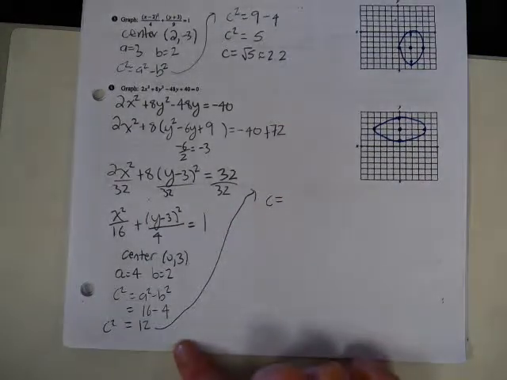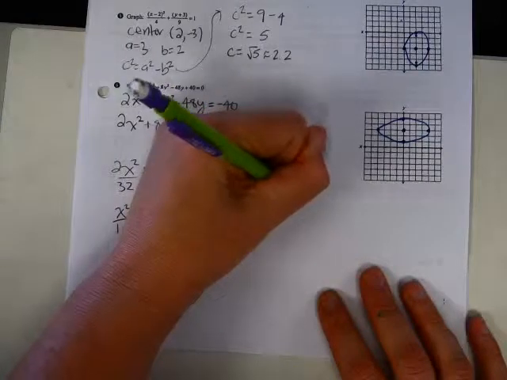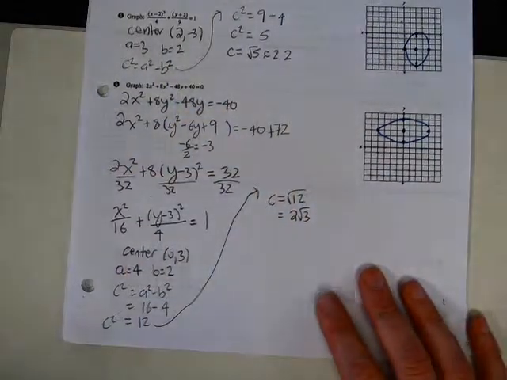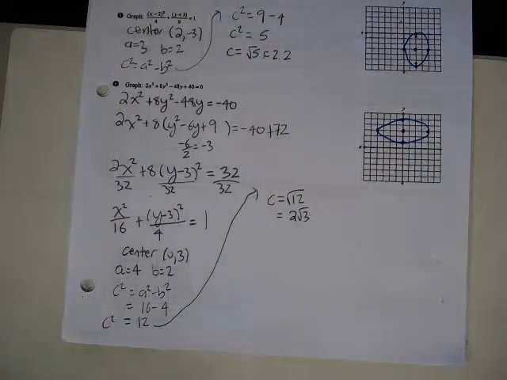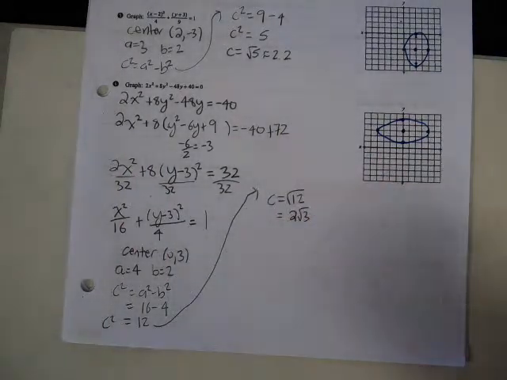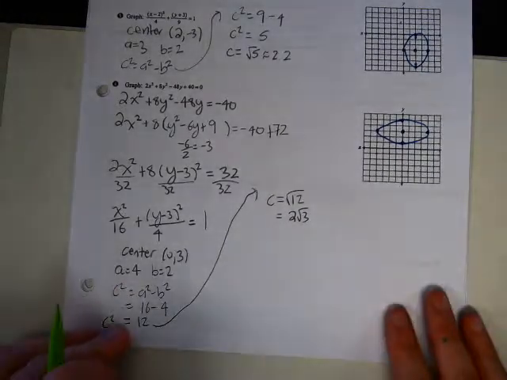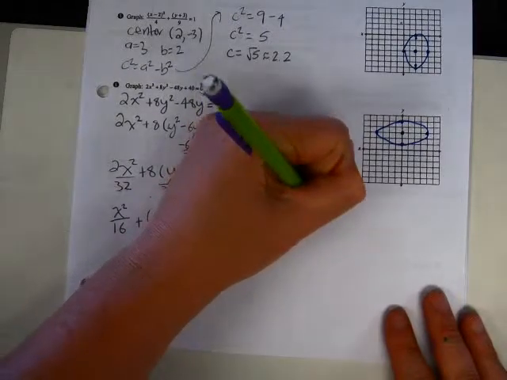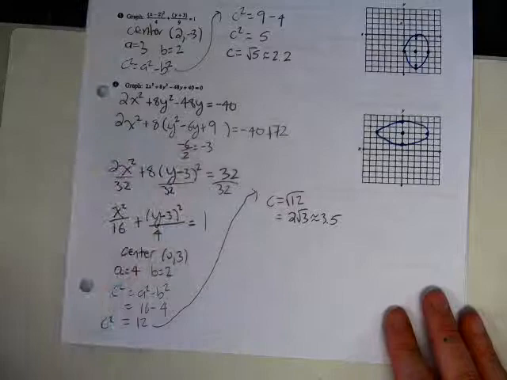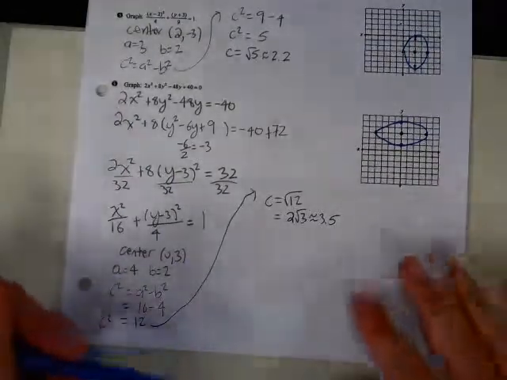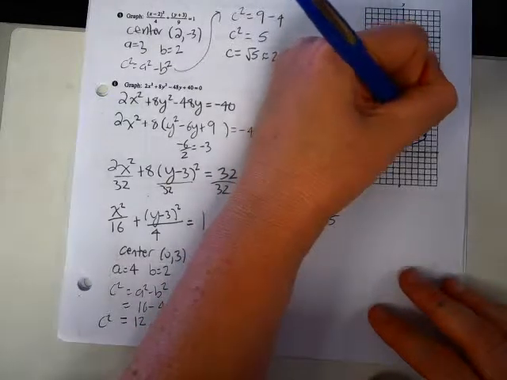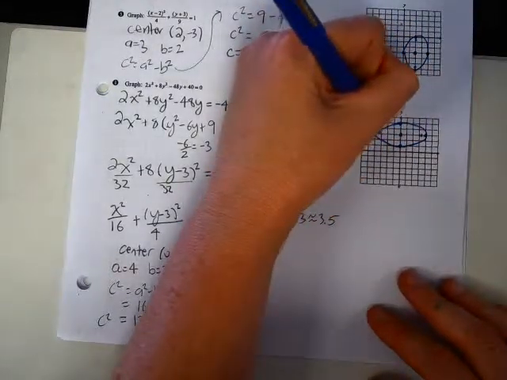And the square root of 12 equals 2 radical 3. Now, the reason we're not doing any kind of plus minus here is because c is a distance and distances are always positive. So 2 rad 3 is about 3.5. I need that for graphing. So we'll go about 3.5 from the center.